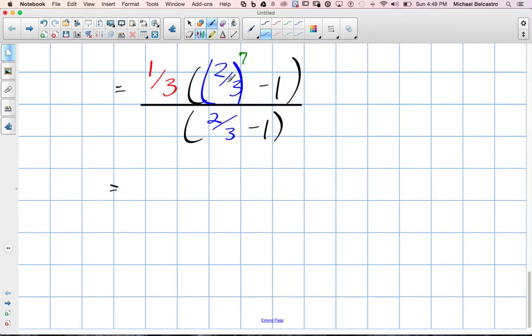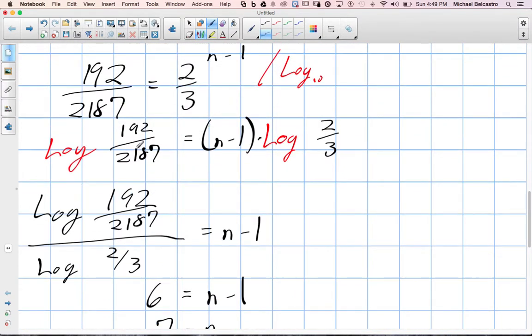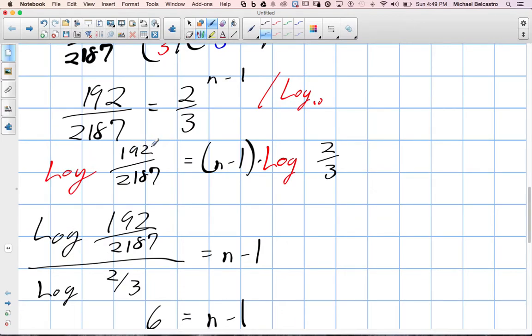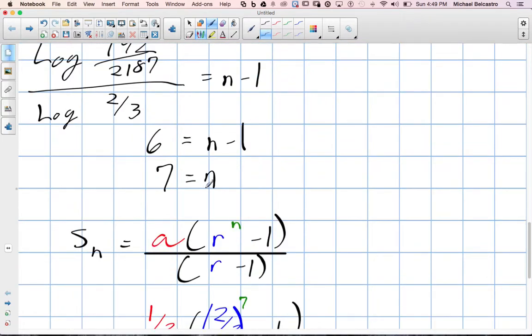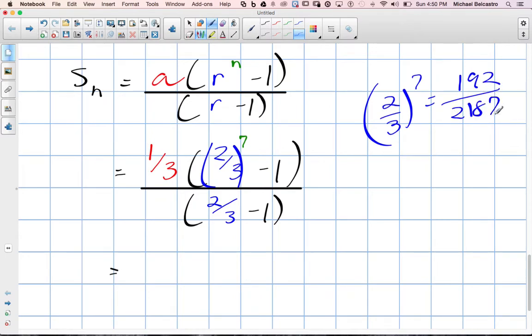I actually know what 2 over 3 to the power of 7 is. It's whatever this number is. We actually kind of just figured that out. So I'm going to try playing with this, 192 over 2187. The reason I'm going to do this is I'm going to try to get a fractional answer. You can use decimals, okay? So 2 over 3 to the power of 7 is equal to 192 over 2187.